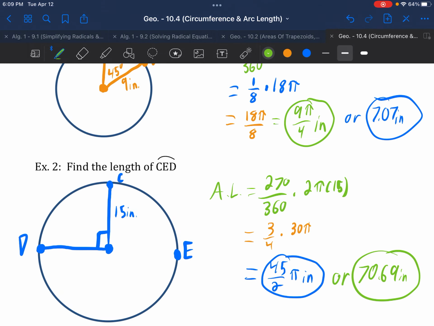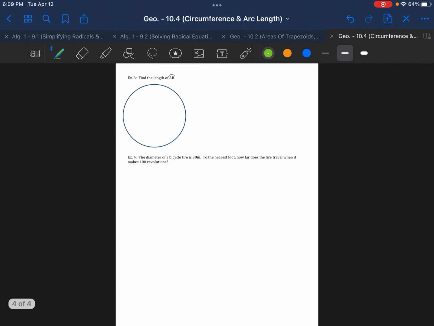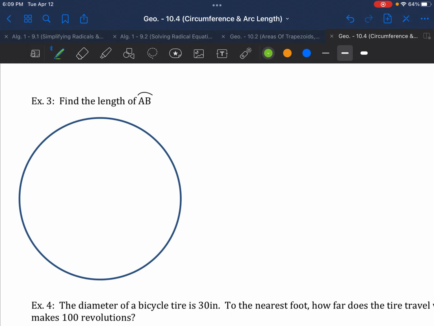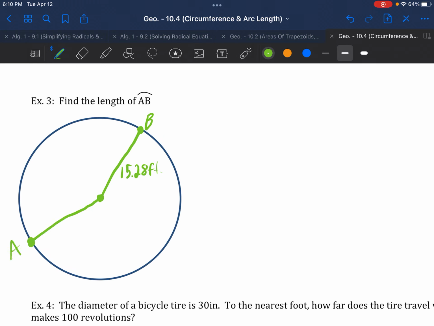Two more problems on today's notes. We're going to have example 3 up here, finding the length of arc AB. Once again, you need to have a circle or center in the circle. I'm going to have point B up here and say that this radius is 15.28 feet, very specific. And over here, point A, and we're going to say that this angle, central angle, is 150 degrees. We now have enough information to find the length of this arc.